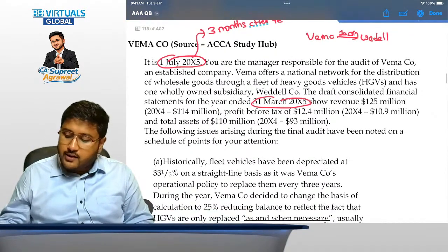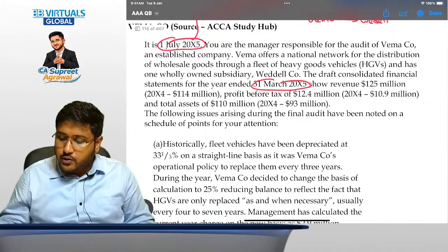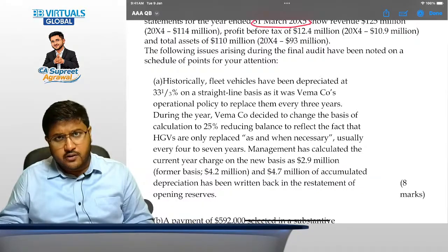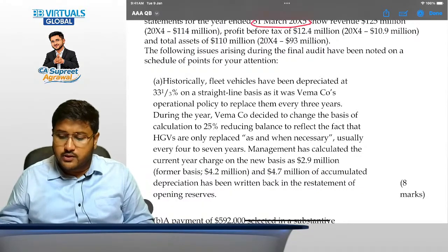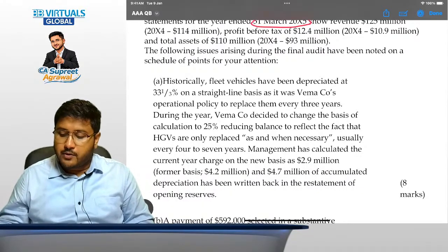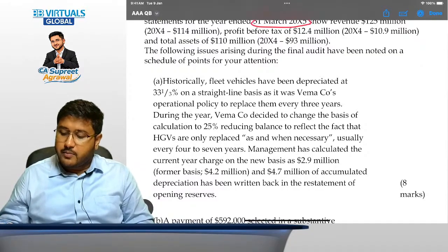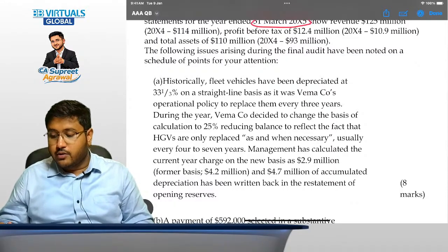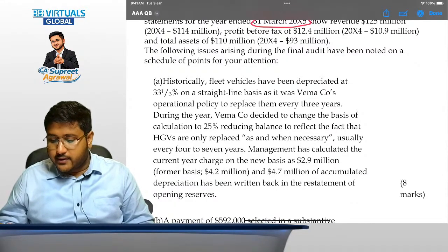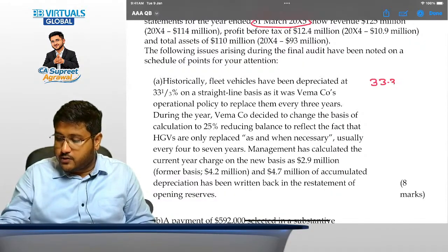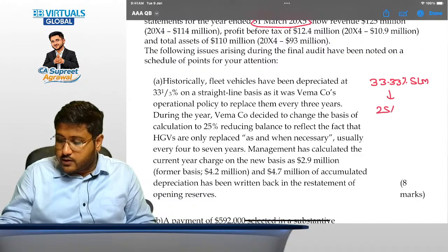The following issues arising during the final audit have been noted on a schedule of points for your attention. Historically, fleet vehicles have been depreciated at 33.33% on a straight line basis, as it was Wema company's operational policy to replace them every 3 years. Looks fine. During the year, Wema company decided to change the basis of calculation to 25%, reducing balance to reflect the fact that HGVs are only replaced as and when necessary. So 33.33% SLM to 25% reducing.